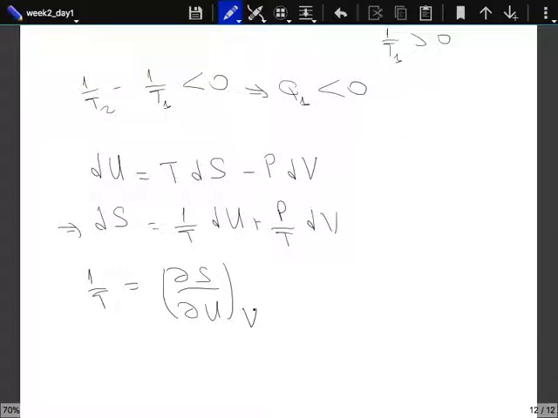So how does the entropy change as we increase the energy of the system? For most systems, if you increase the energy of the system, the entropy will increase. But there are some special cases in which the entropy will decrease if you increase the energy of the system. For such a system, since the entropy is decreasing as you are increasing U, this derivative is negative, and hence the temperature is negative. But still, you are increasing the energy. Negative temperature states basically have larger energy than positive temperature states.